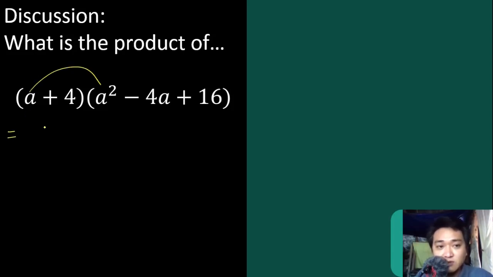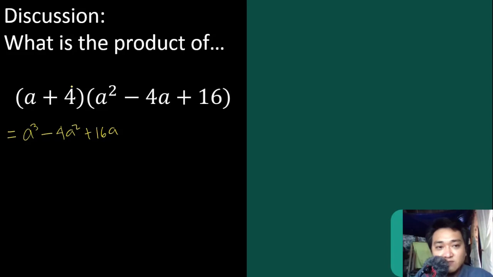A times a squared is a cube. A times negative 4a, positive times negative is negative. A times negative 4a, that will be negative 4a squared. A times positive 16, that will be positive 16a. How about here?